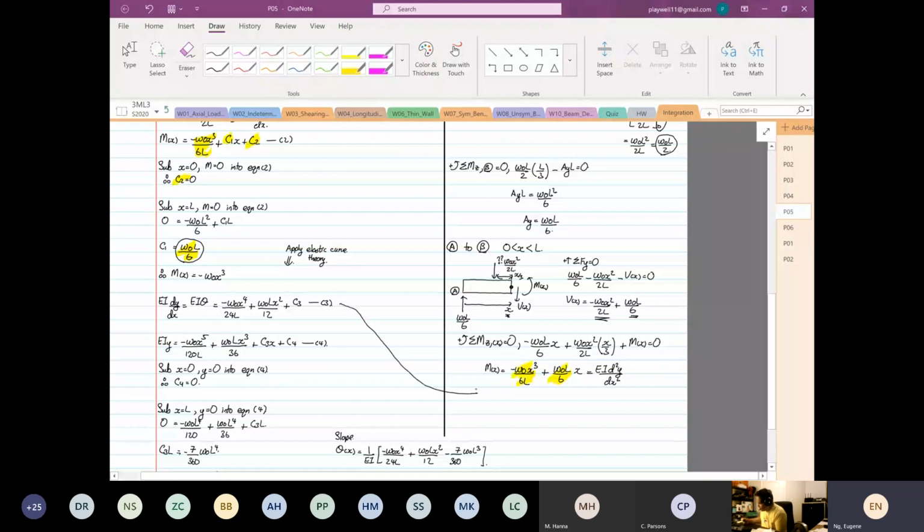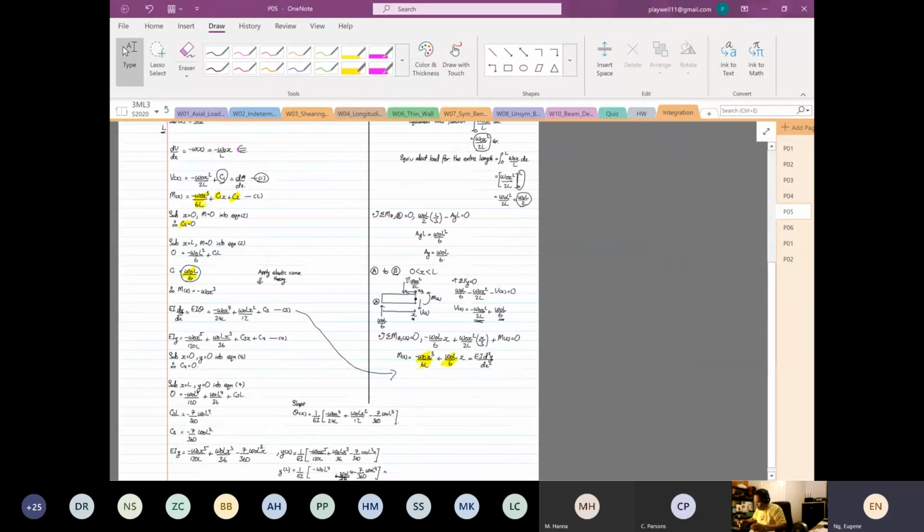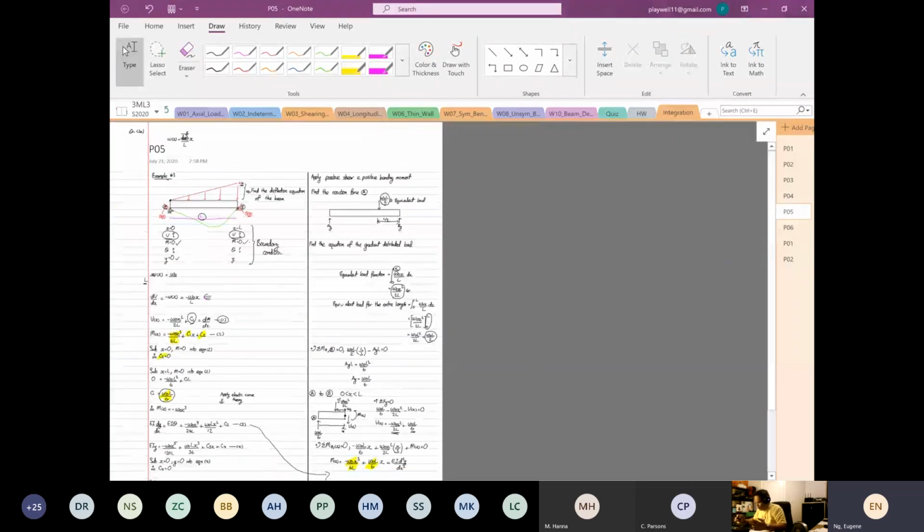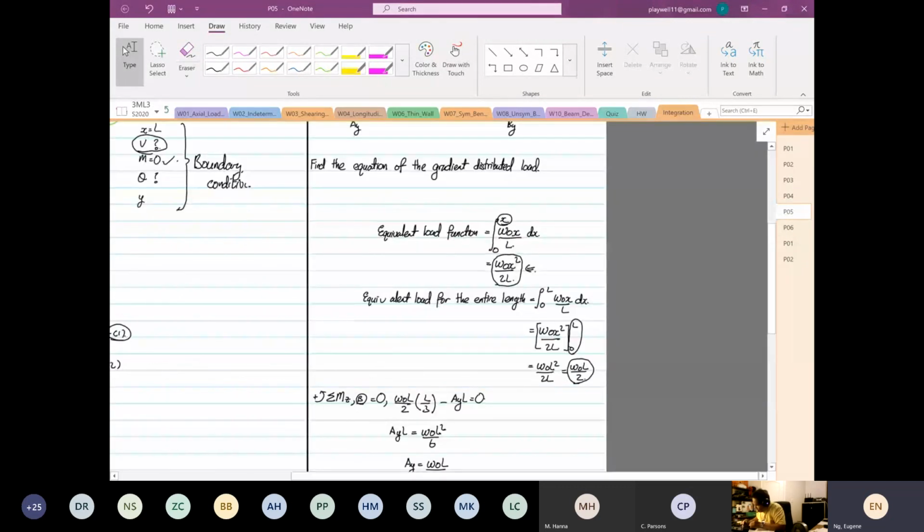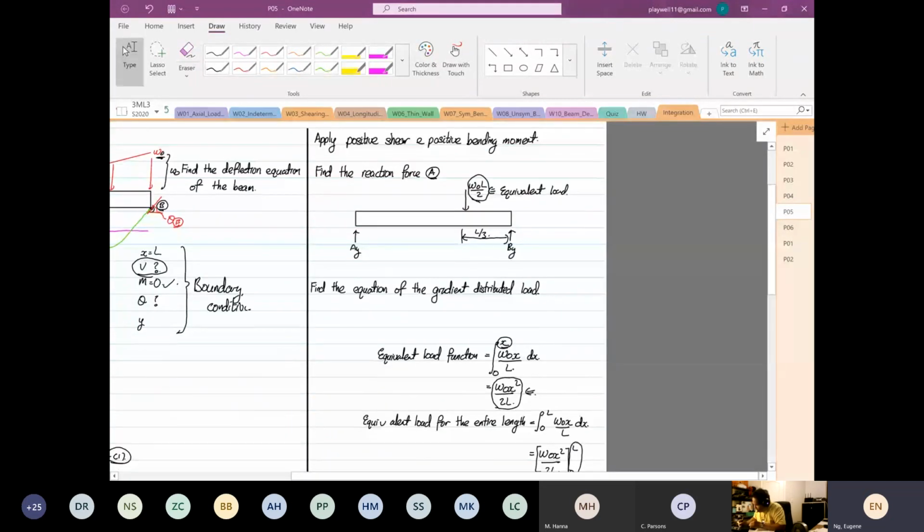You just start to integrate again. So equation number 3 and 4 will be the same. You apply the boundary condition and so on and so forth. So if you are going to use the positive shear and positive bending moment technique, you have to find what? You have to find the reaction force at point A.